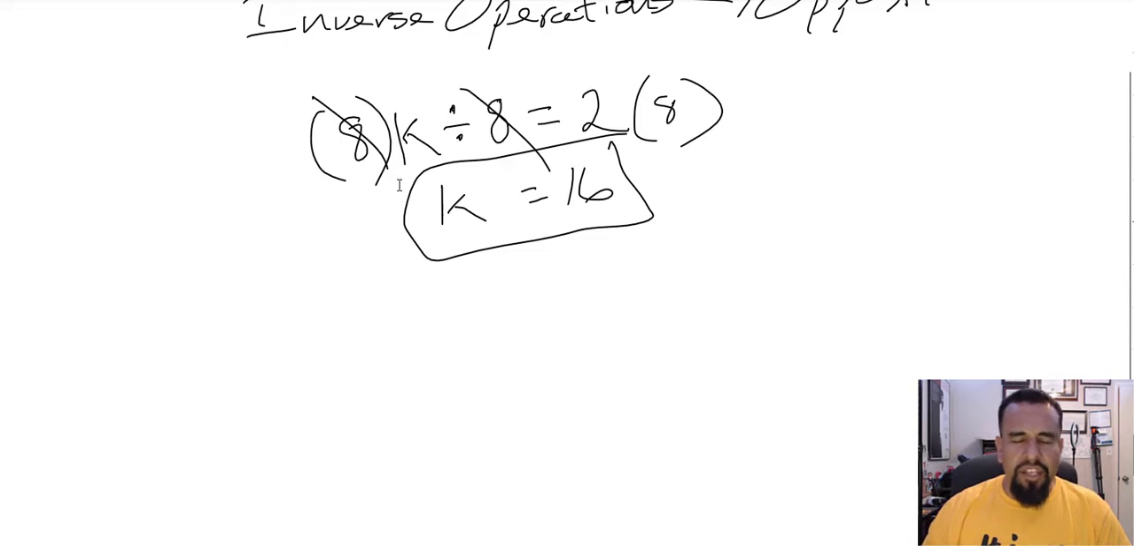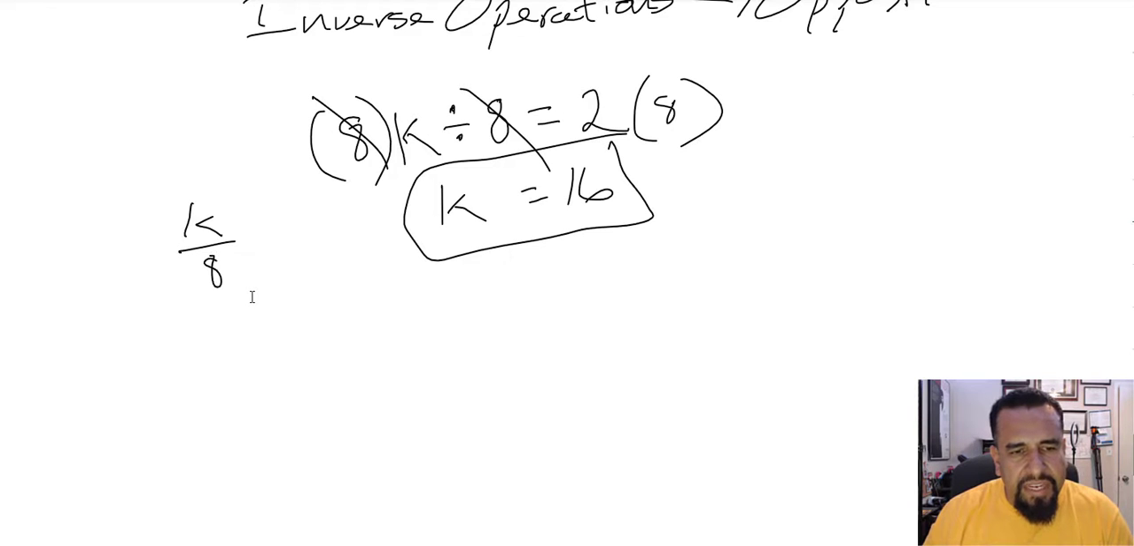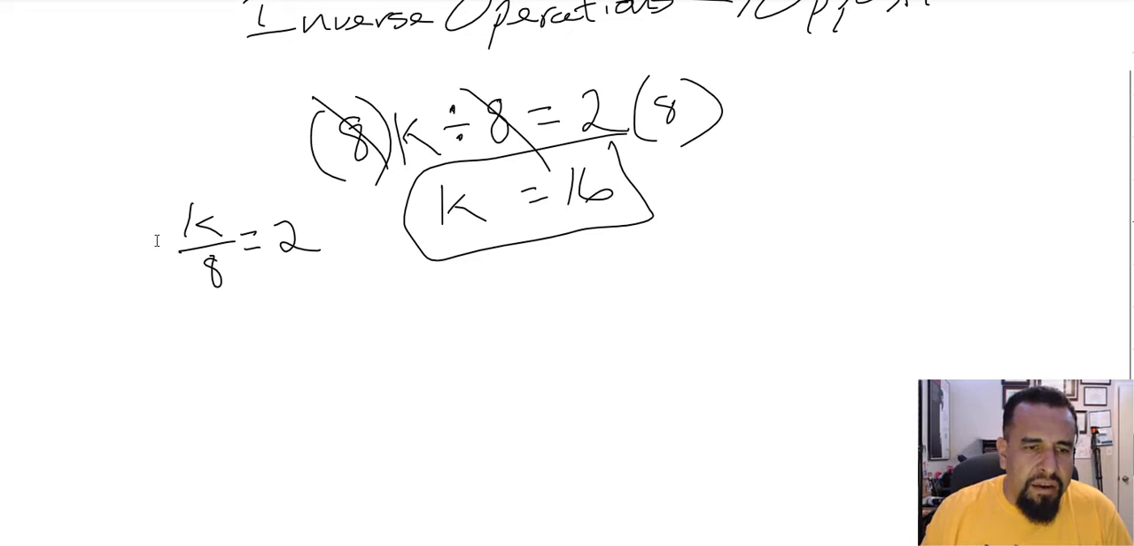Now, what I wanted to show you about this type of problem is that you rarely will see something written in this manner. This is really how you'll see it written: k over 8 equals 2. What I want you to do is stop thinking of this as a fraction. These are all division problems, all of them. The k is being divided by 8.